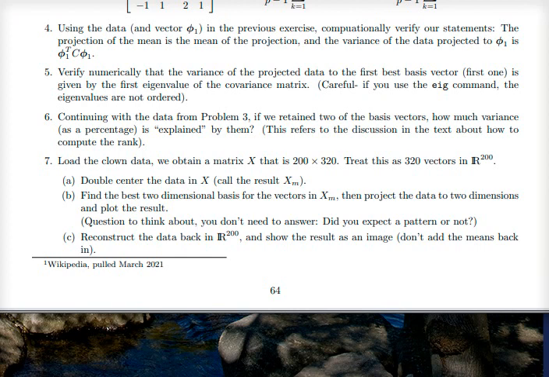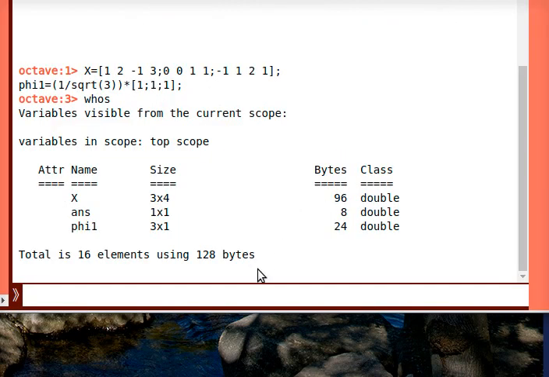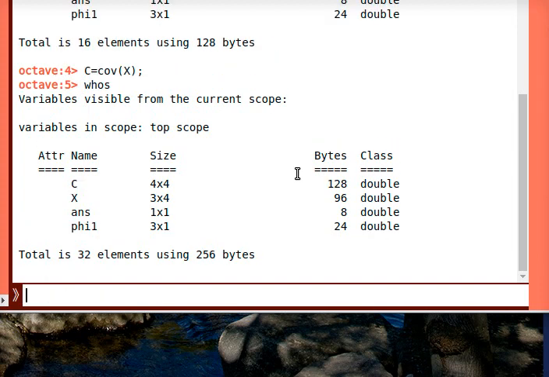The variance of the projected data to the first basis vector. So first I need the basis vectors. Let's go ahead and compute the covariance matrix. So C equals covariance X. Is that right? Let's double check our sizes.